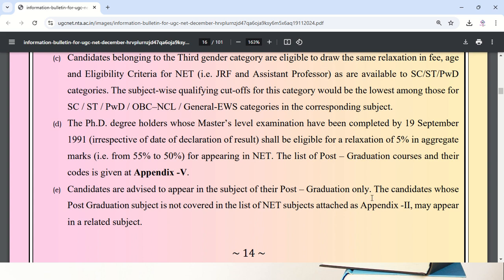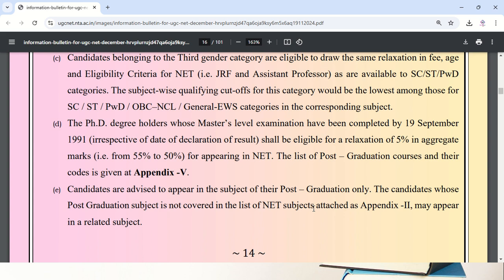And for the next one, candidates are advised to appear for the subject of their postgraduation only. If you have completed only UG, you are not eligible. You should have completed postgraduation, then only can you appear for this examination. Suppose your postgraduation subject is not covered in the NET subject list, whatever other related subject is available, you can appear, no issue.